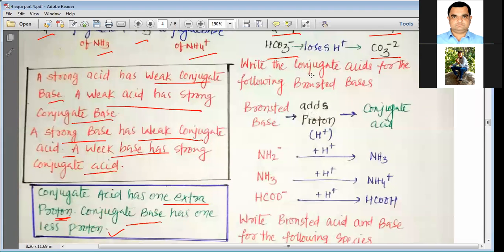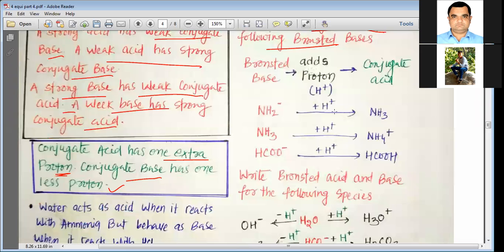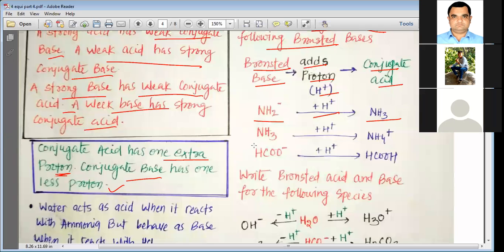Now we have the next question: conjugate acid for the following Bronsted bases. So we need to find out the conjugate acid, my dear students. To get the conjugate acid, we just need to add H plus. So if we have a Bronsted base and we add a proton H plus to it, we will get the conjugate acid. So if we have NH2 minus and we add H plus, then this positive and negative charge will become neutral and we get neutral NH3. When you have NH3 and if you add H plus, the charge is increased by +1. So each time when you make a conjugate acid, the charge is increased by +1.